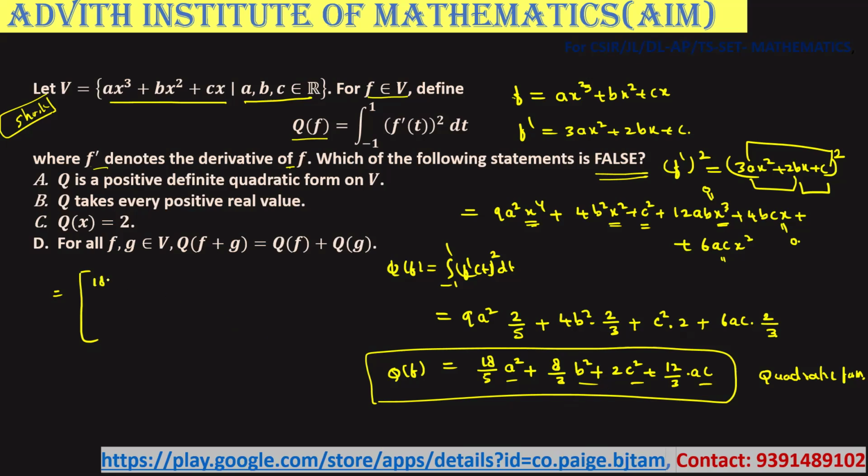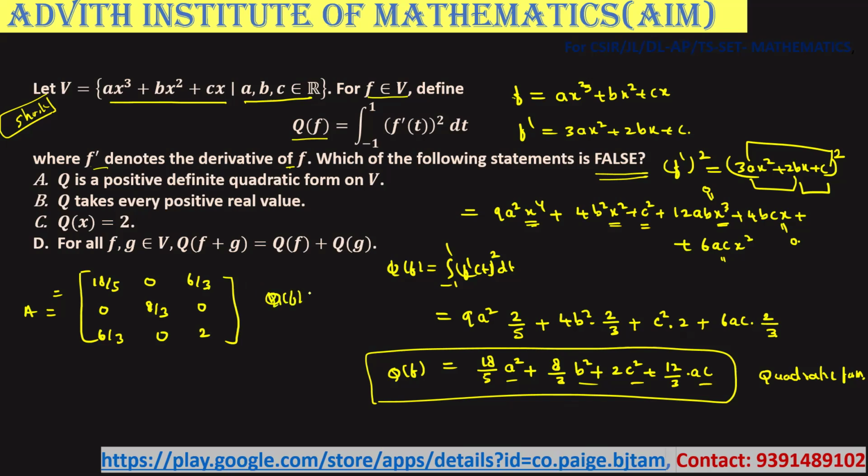So 18/5. AB టర్మ్ లేదు కాబట్టి 0. AC టర్మ్ ఉంది 12/3/2 అంటే 6/3 ఇది, అవునా? అండ్ AB టర్మ్ లేదు 0 అండ్ b² అంటే 8/3 అండ్ BC టర్మ్ లేదు 0. నెక్స్ట్ ఇది 6/3, ఇది 0 అండ్ c² టర్మ్ ఏముంది? కోఎఫిషియంట్ 2. సో దిస్ ఈస్ ద మ్యాట్రిక్స్ A. సో క్వాడ్రాటిక్ ఫార్మ్ పాజిటివ్ డెఫినెట్ కావాలంటే ఏం కావాలి సార్?